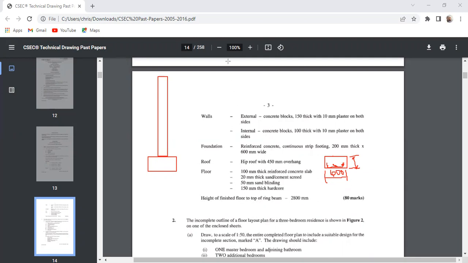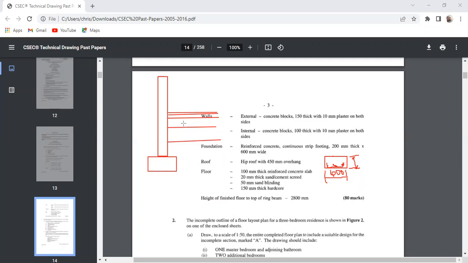So let me sketch this footing detail. They didn't mention anything about depth of foundation, so it's up to us to determine the depth of foundation. Depth of foundation ranges from 300 to 1200 millimeters. So my first layer here would be my screed. That represents my screed. The sand cement screed, and sand binding would be another layer right here. That is 50. Our reinforced concrete slab, which should be 100 millimeters, would be right there. And below that, we know we have our hardcore, which is 150 millimeters.